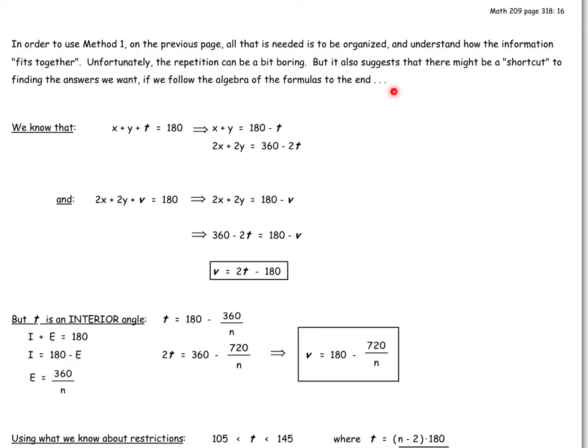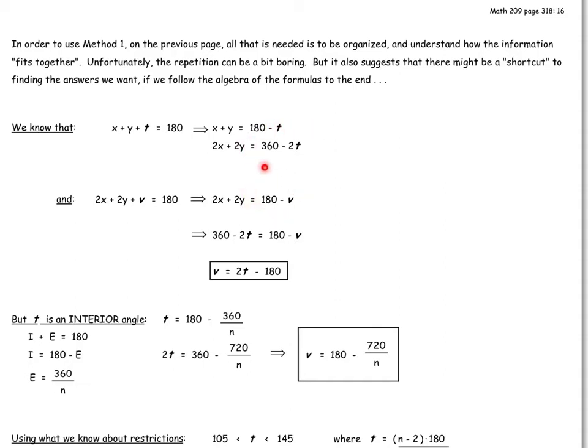We knew over here that x plus y plus t was equal to 180, and so we could get an x plus y formula and not switch immediately to x plus y as a number. In which case, if we double 2x plus 2y, we just have to double the 180 minus t and make it 360 minus 2t. And since 2x plus 2y plus v equals 180, 2x plus 2y is 180 minus v.